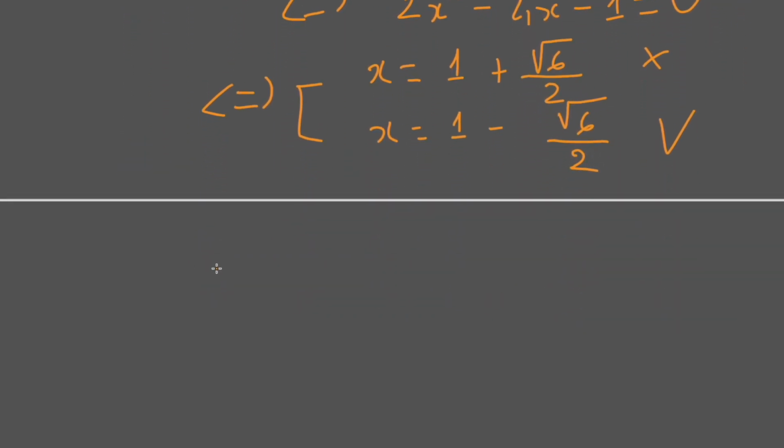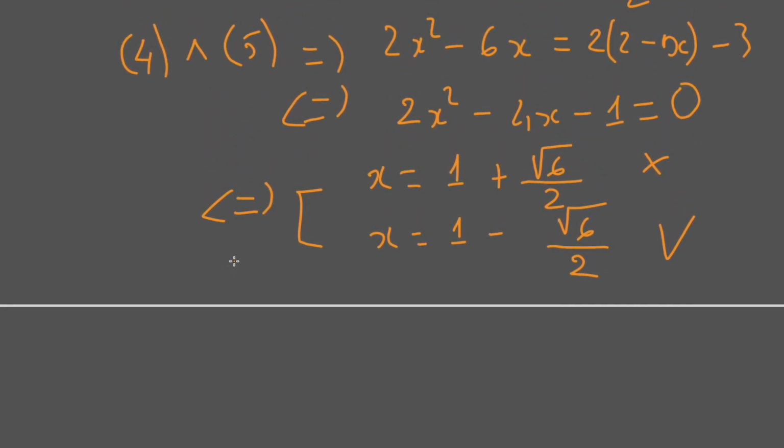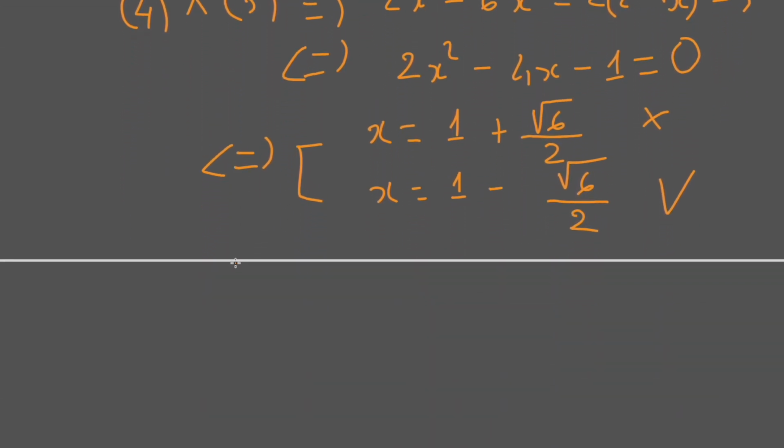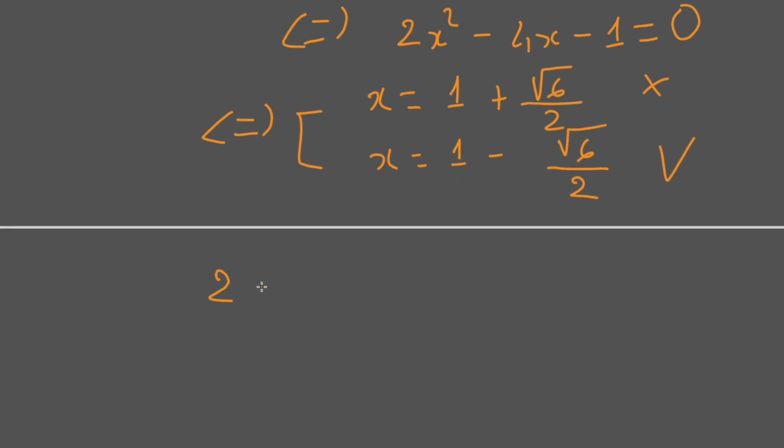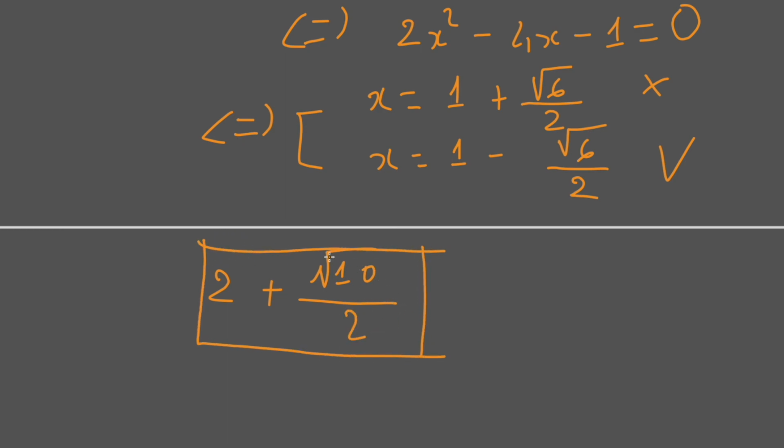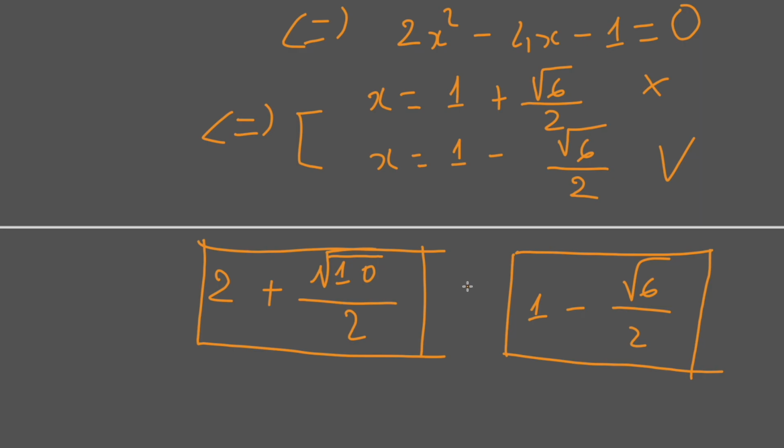So finally we have two values of x. The first is (2 plus square root of 10) over 2, and the second is (1 minus square root of 6) over 2. So that's the method to solve this equation.